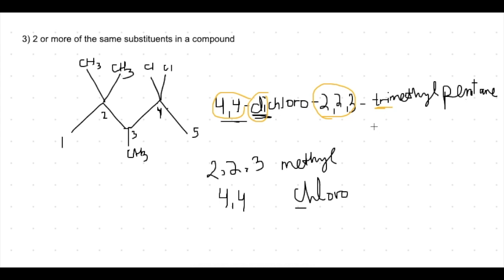So this is how you would name shapes when you have 2 or more of the same substituents in a compound. You need to put a prefix of di for 2, tri for 3, and tetra for 4. The rest of the prefixes should follow the regular organic prefixes where we have pent for 5, hex for 6, hept for 7, and so on.